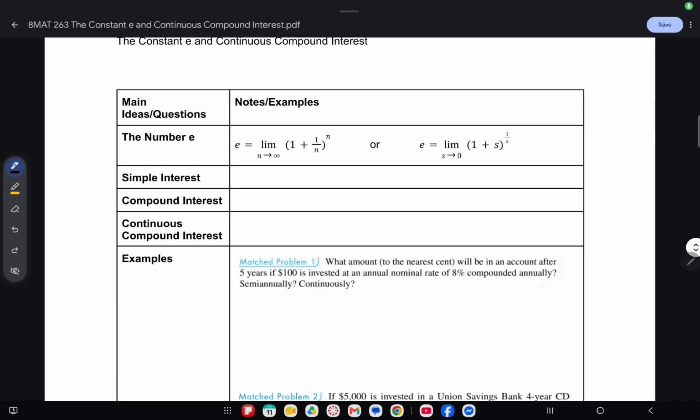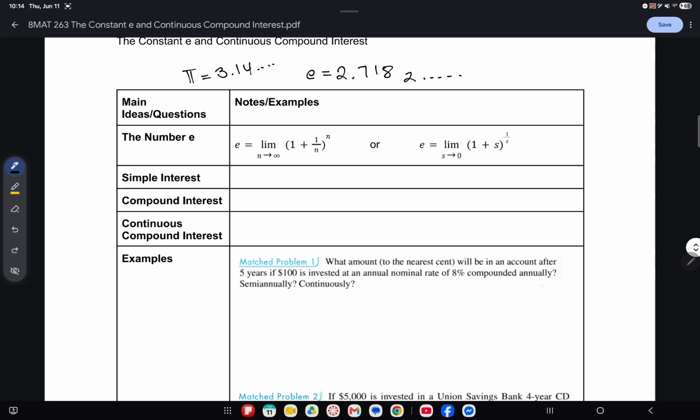All right, we're going to look at e and continuous compound interest. So the number e, think of it kind of like pi. You know how pi is a symbol and it is 3.14? e also is a number. Now it's not 3.14 because that's pi, but it's 2.7182, and it keeps on going. It's an irrational number. It keeps on going, just like pi.